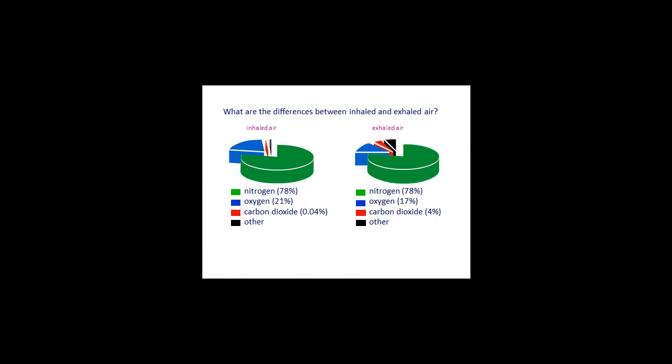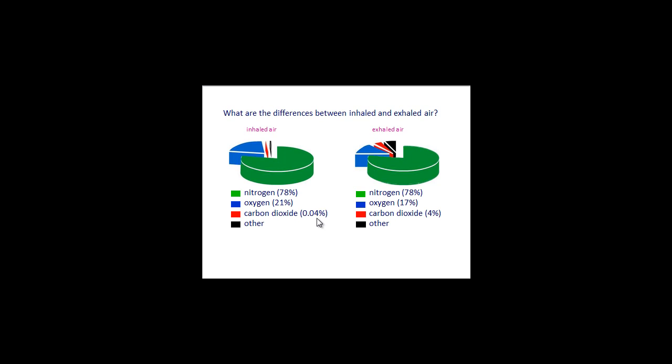If we look at the difference between inhaled and exhaled air, we can quite clearly see that the concentration of nitrogen remains unchanged. However, oxygen actually decreases while carbon dioxide increases. Water vapor as well increases, because that's also a byproduct of respiration. All the other gases, so things like the noble gas argon, remain unchanged.